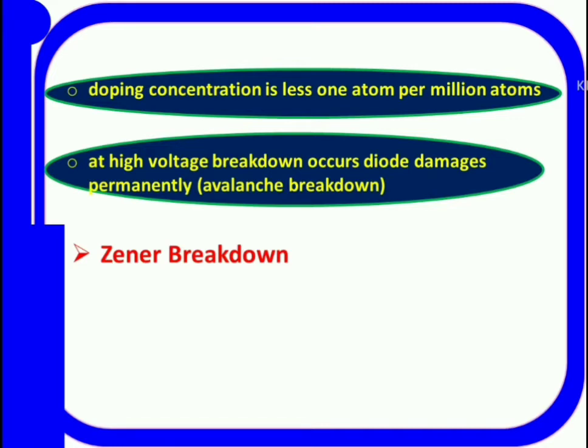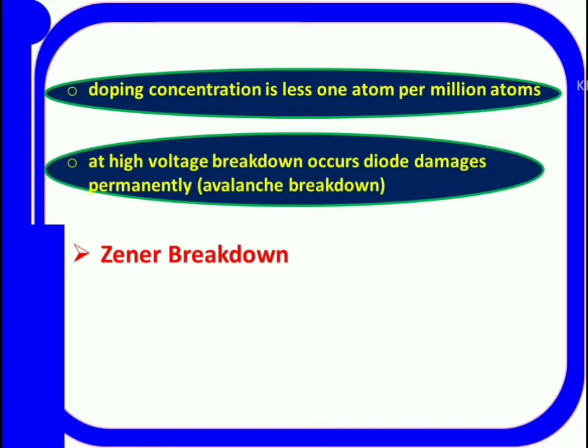Avalanche breakdown occurs. When avalanche breakdown occurs, the diode is destroyed completely. Before avalanche breakdown, there is another breakdown called Zener breakdown. In Zener breakdown, if you increase the reverse voltage to a high value, more and more covalent bonds break and the current increases, but the diode is still under our control. If you reduce the voltage, the diode comes back to its original position. That type of breakdown is Zener breakdown.